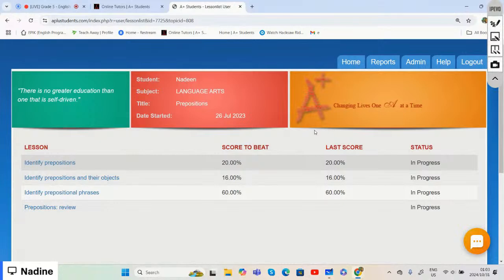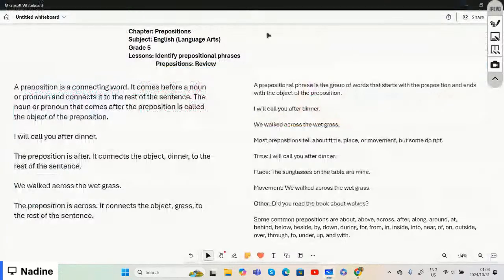All right. So our chapter is prepositions. Our subject is English Language Arts. We're doing grade 5. And then the lessons that we are going to be focusing on under the chapter of prepositions are to identify prepositional phrases and prepositions review.